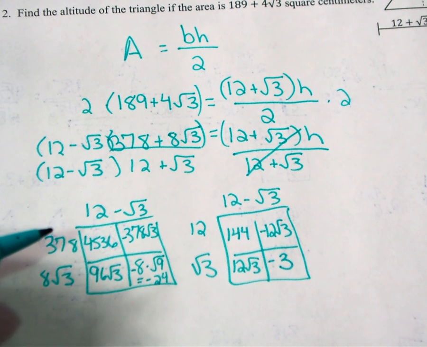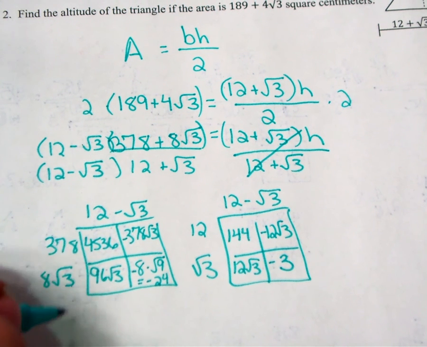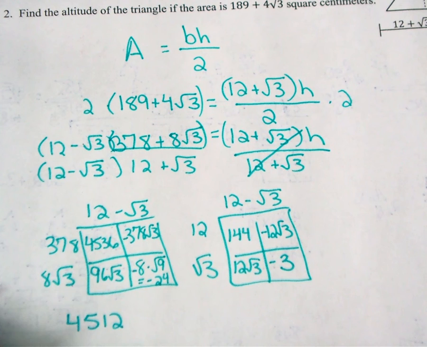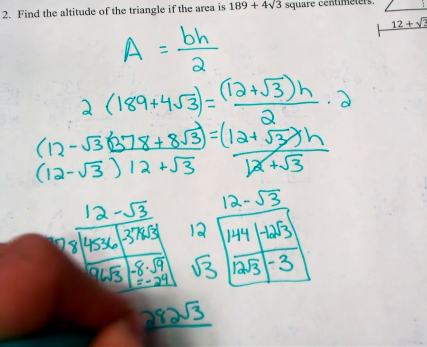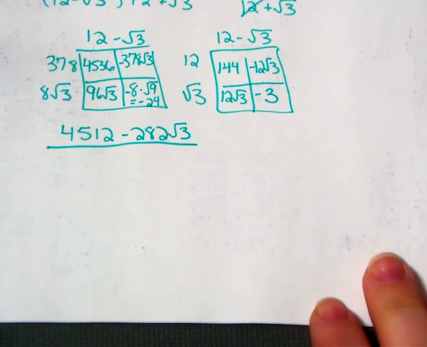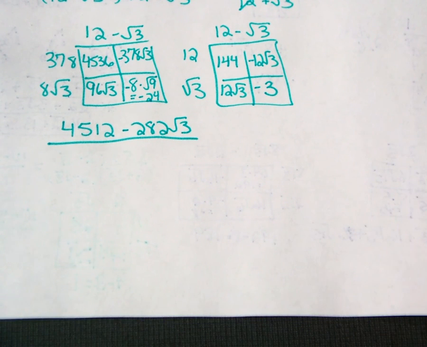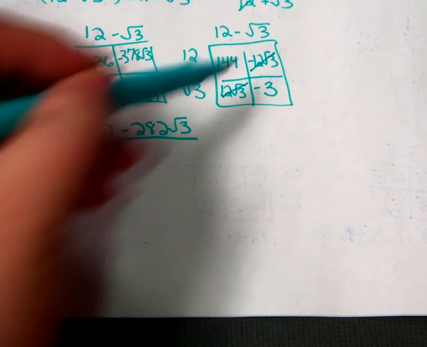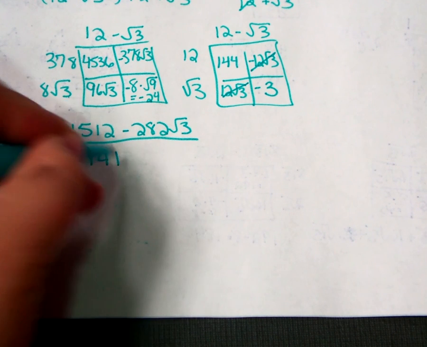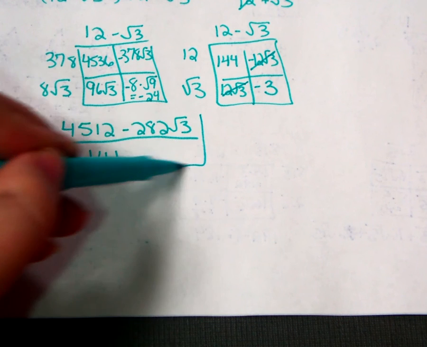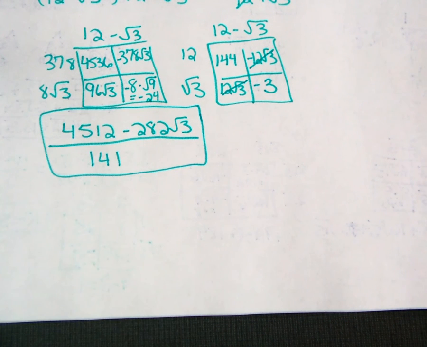So we have 4,536 minus 24 gives me 4,512. Negative 378 plus 96 gives me negative 282 square roots of 3, and that makes up the top of my answer. And the bottom of my answer comes from my conjugate multiplied together. 144 minus 3 gives me 141. There's our answer.